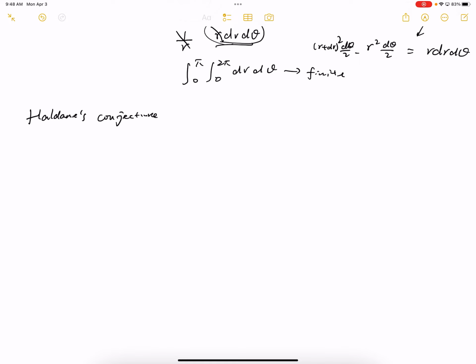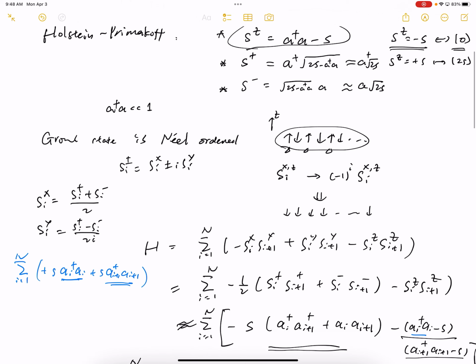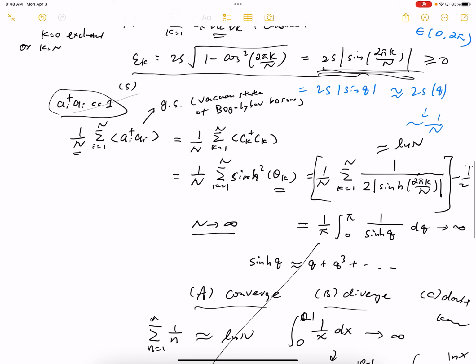So we just said that this spin wave theory works kind of partially correct for the spin 1/2 systems, right? At least this is verified experimentally. For example, this.